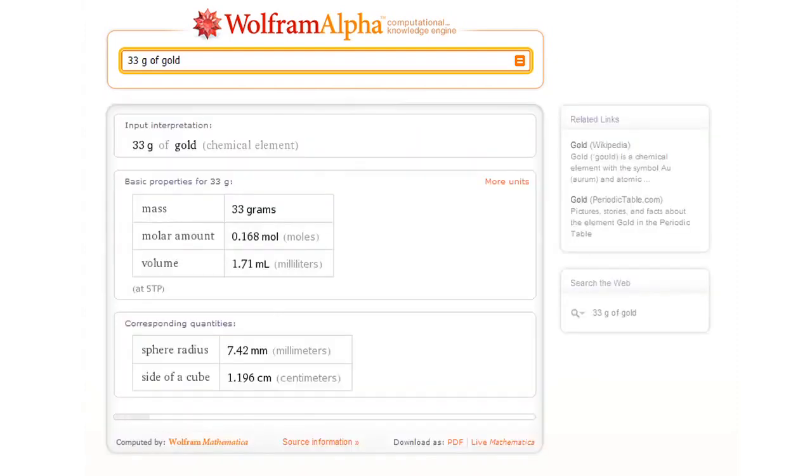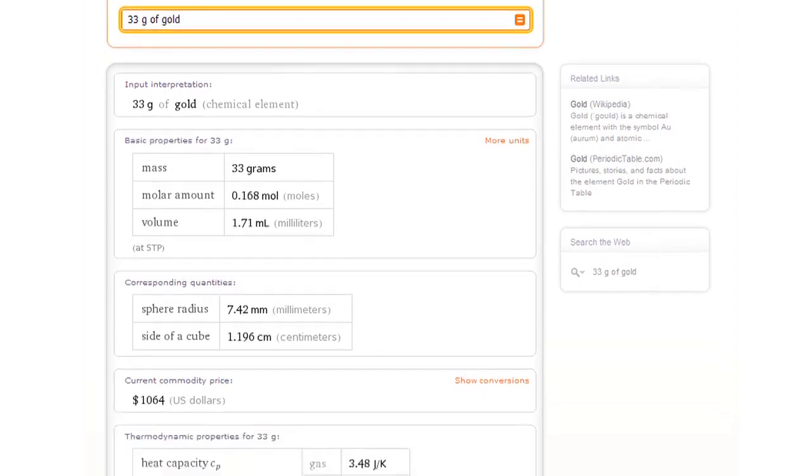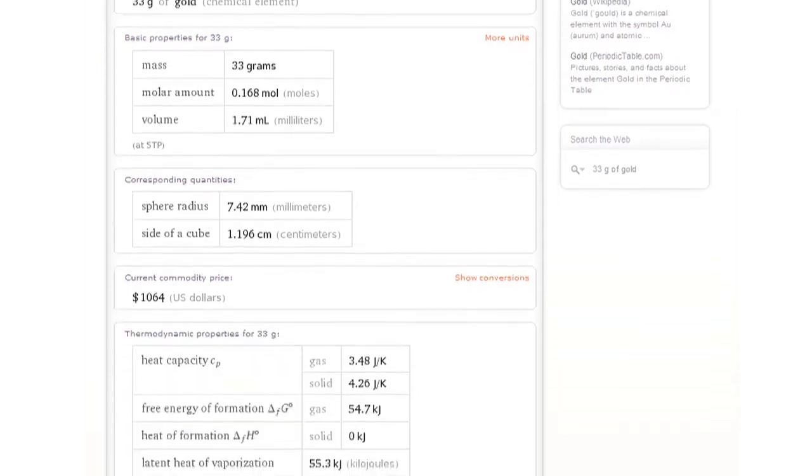How about 33 grams of gold? Now Wolfram Alpha is telling us things like how big a sphere of material that would be, or what the current commodity price for that would be, or all sorts of scientific data.